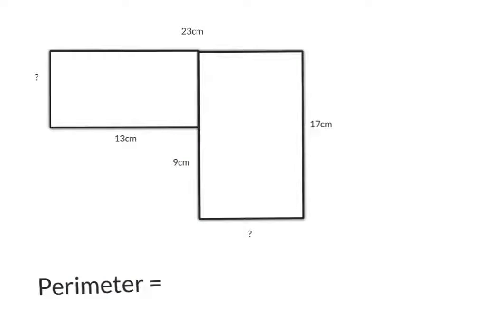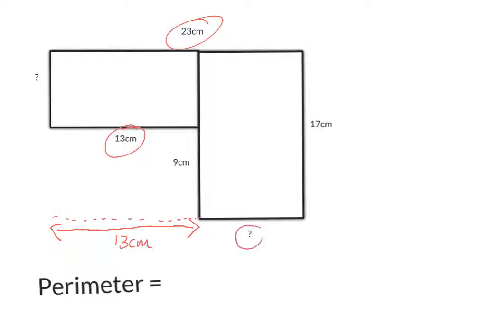Before we start to add up the sides of the shape to find the perimeter, we need to work out what these missing sides are. So I've got one here and one here. Use the knowledge that you can see from the shape to help you. So this one, for example, I know that all the way across here is going to be 23 centimetres. And I know that this distance, because it tells me here, is 13 centimetres.